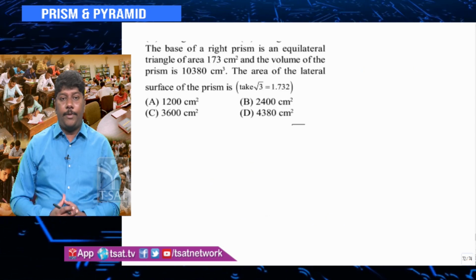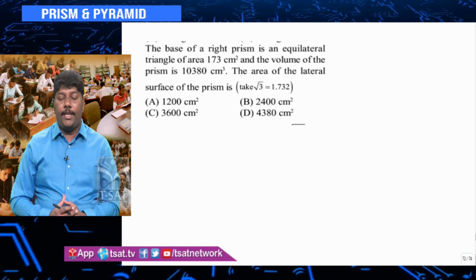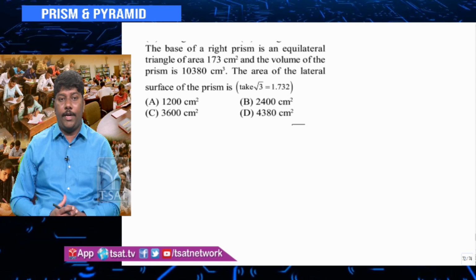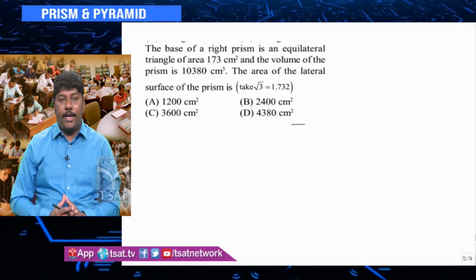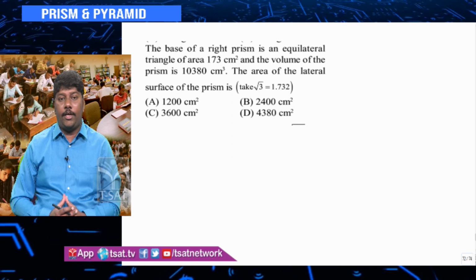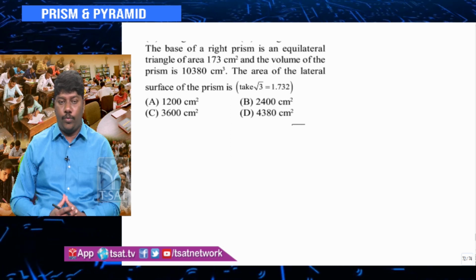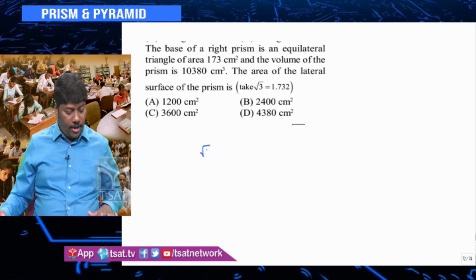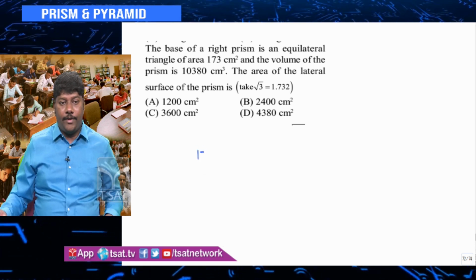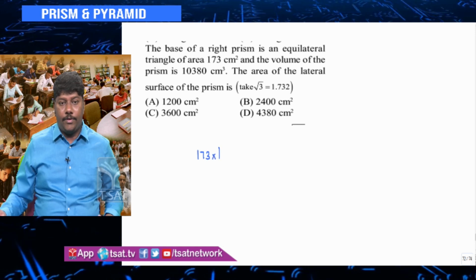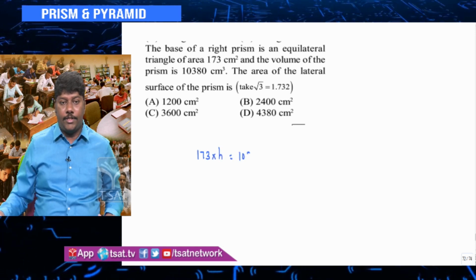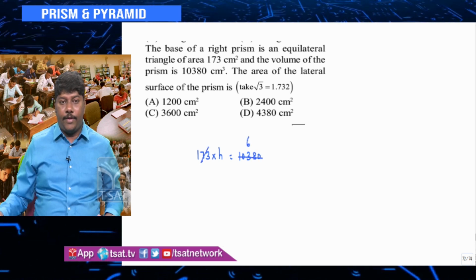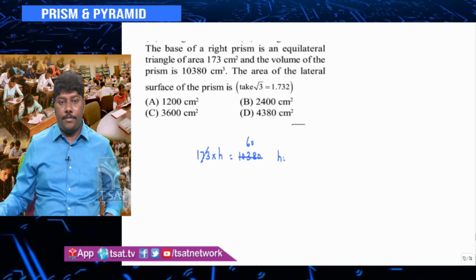Look at this: the base of a right prism is an equilateral triangle, area 173 centimeters square. The volume of the prism is 10380 centimeters cube. Find the area of the lateral surface of the prism, take √3 is equal to 1.732. Base area into height, 173 into height is equal to the volume 10380. 1s are 60s are. Therefore, height is equal to 60 centimeters.